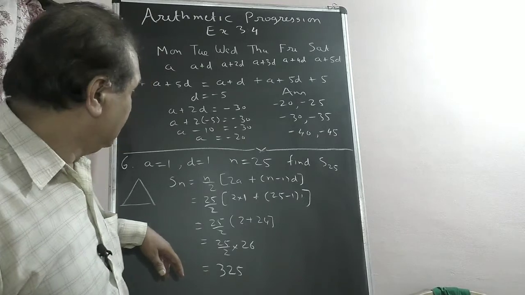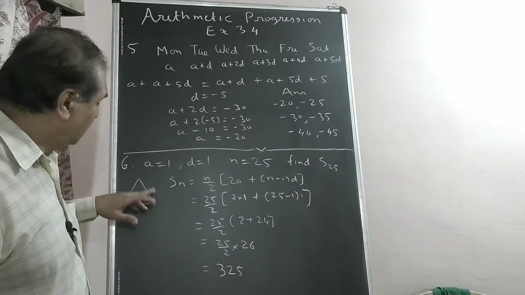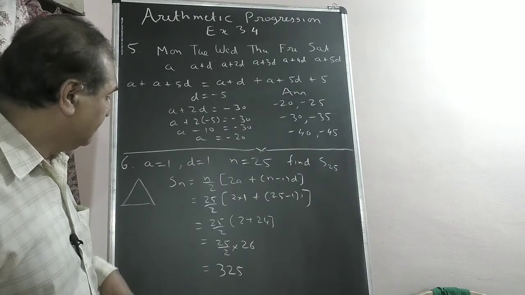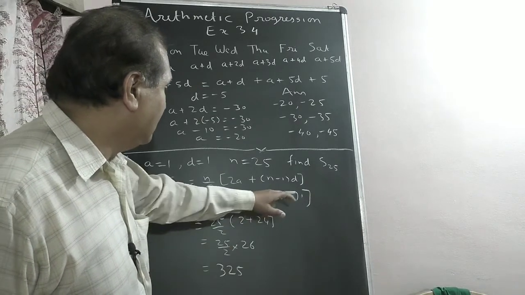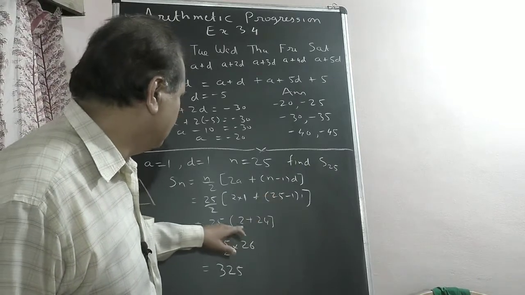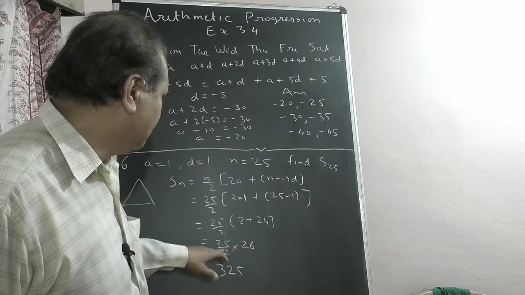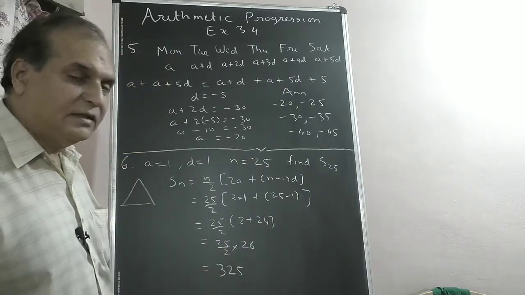Understand? Getting? T25 is just the number of trees in the 25th row. But you have to find S25, the number of all trees. So 25 upon 2, in bracket 2A plus n minus 1 into D. 25 upon 2, 2 plus 24 into 1. 2 plus 24 is 26. 2 ones are 2, 13s are 26. 25 into 13 is 325. Answer.